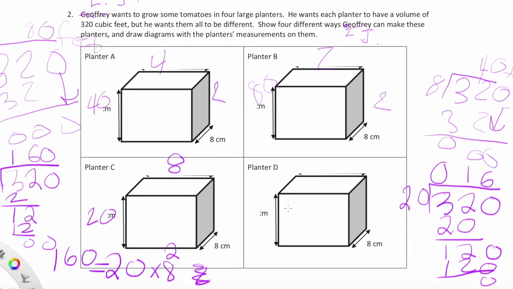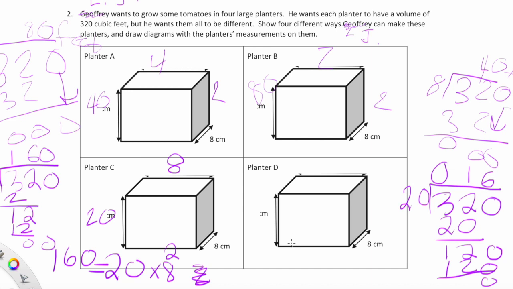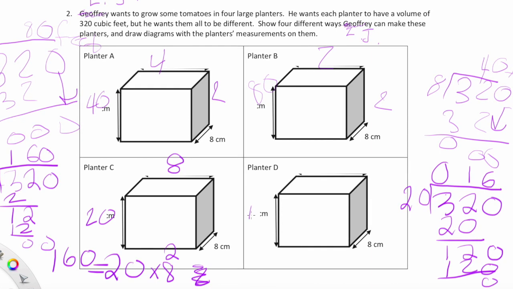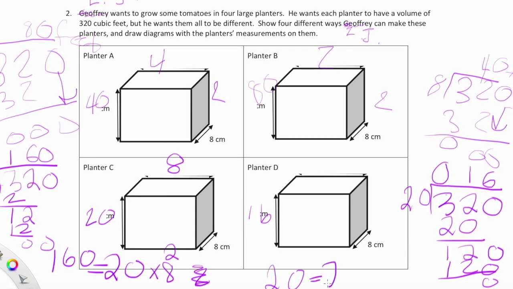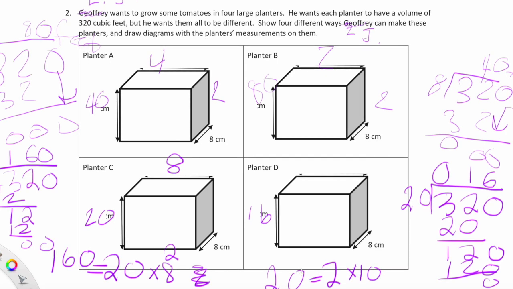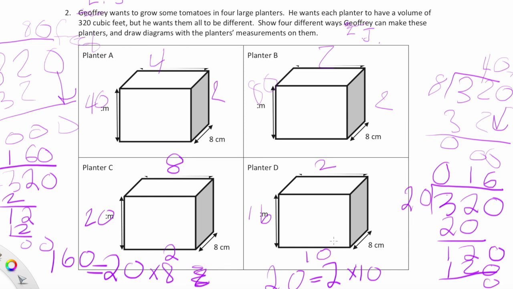This one is a little unclear, so we could split it. So this side's going to be 16. We could split the 20 into 2 and 10, because 2 times 10 equals 20. So let's do this as 2 and this as 10. And yeah, that's the answer.